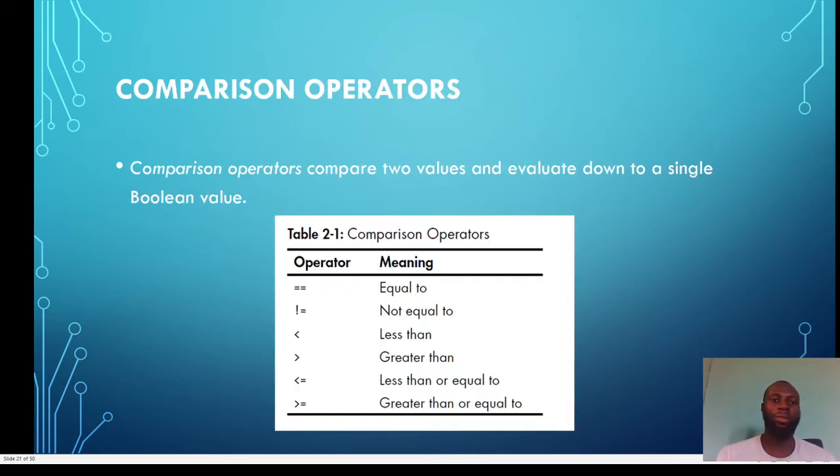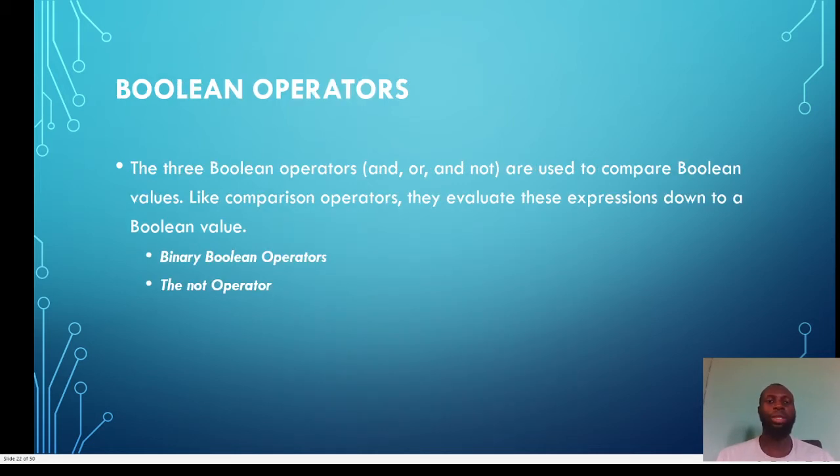So after that, we have our comparison operators. We have six of them. We have equal to, not equal to, less than, greater than, less than or equal to, and greater than or equal to. So we have the Boolean operators as well.